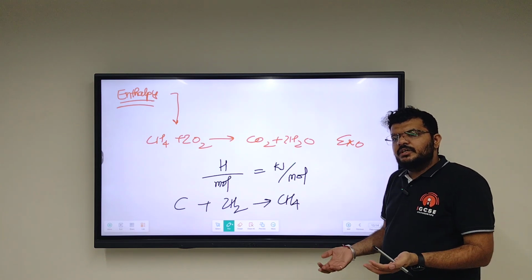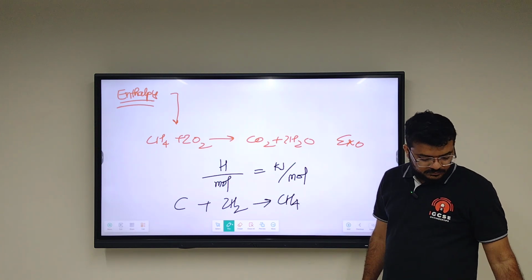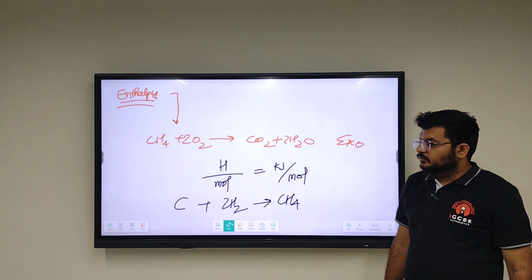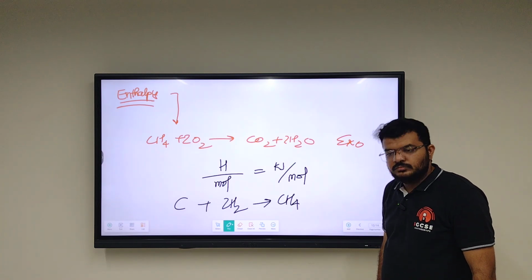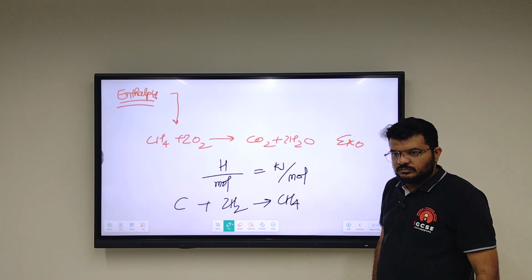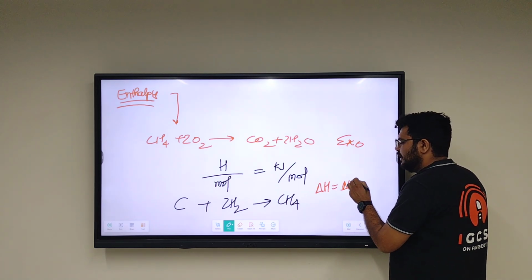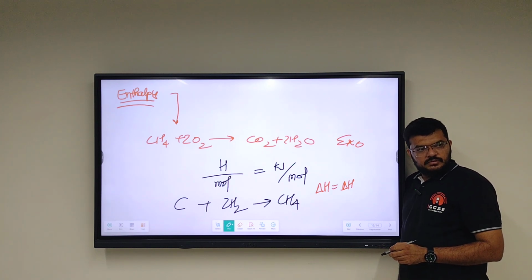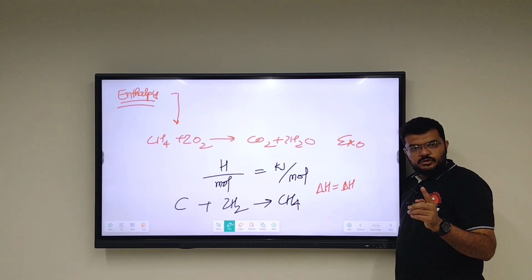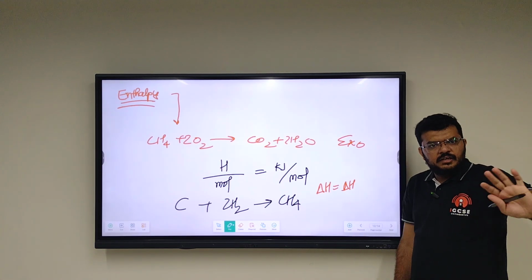Because the name is enthalpy, it does take into consideration every small thing. We'll have to find out for each of the compounds and then subtract the products from the reactants. Don't we do reactant minus product? Delta H is equal to product minus reactant. Left to right, because on the left you are bond breaking, on the right you are bond making.